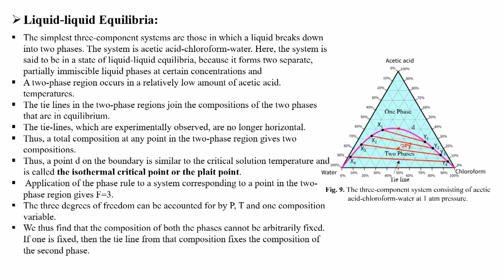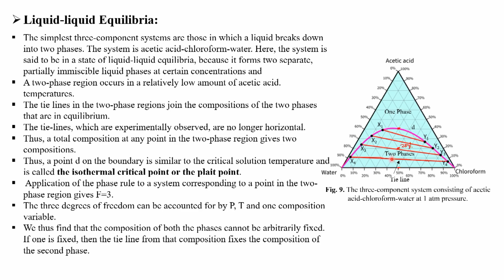The tie lines in the two-phase region join the compositions of the two phases that are in equilibrium. So these are called tie lines. This is one tie line, this is another tie line, and these are called tie lines. These tie lines say that there are two phases in equilibrium with each other.